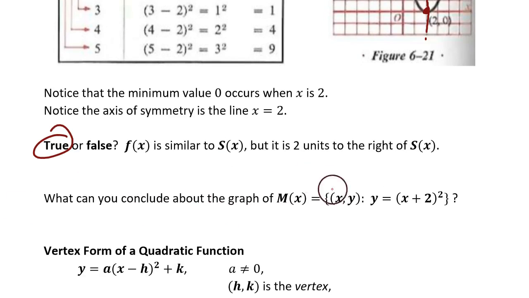What can you conclude about the graph of function m if this is its equation? Well, notice that this differs from the one we just looked at because this has a plus sign here instead of a minus sign. We can conclude that this is a parabola that is 2 units to the left of function s.